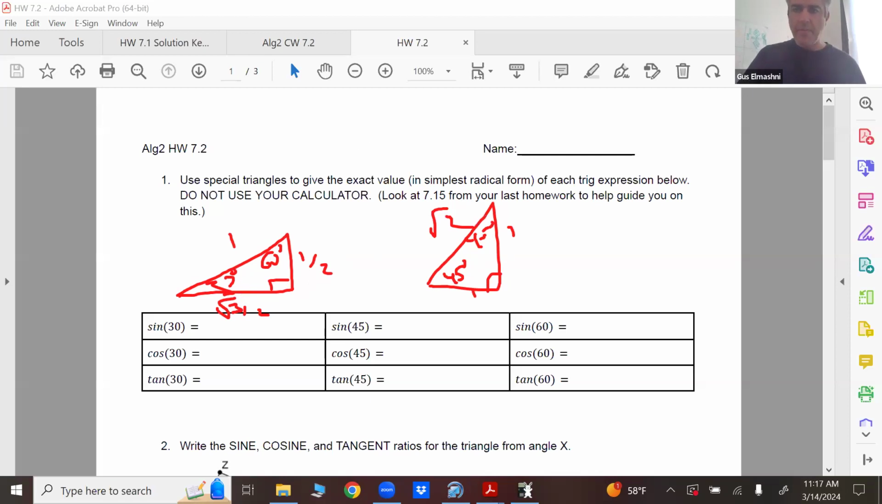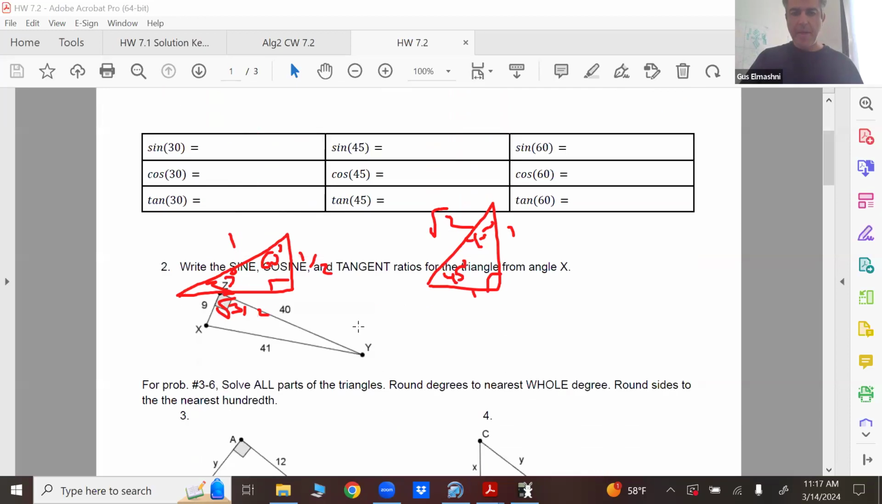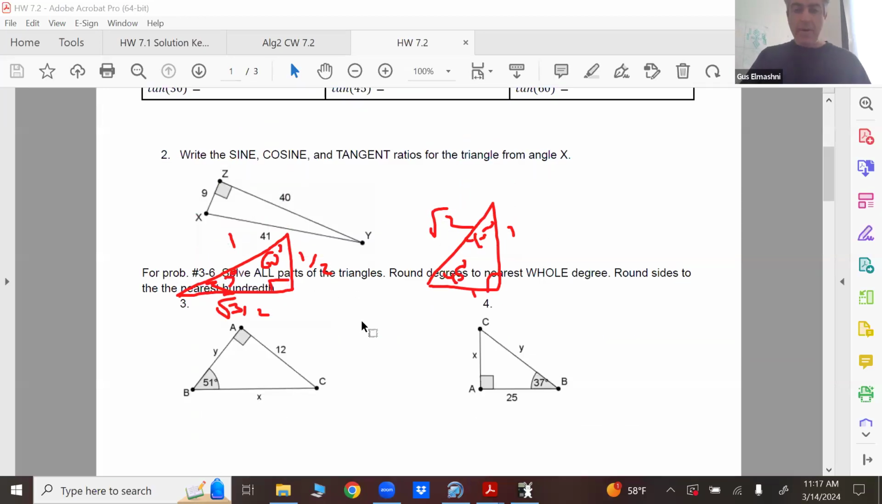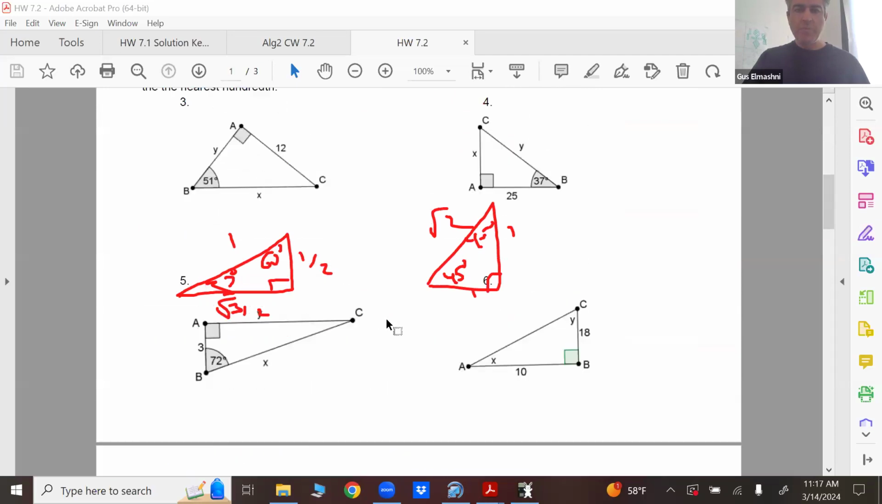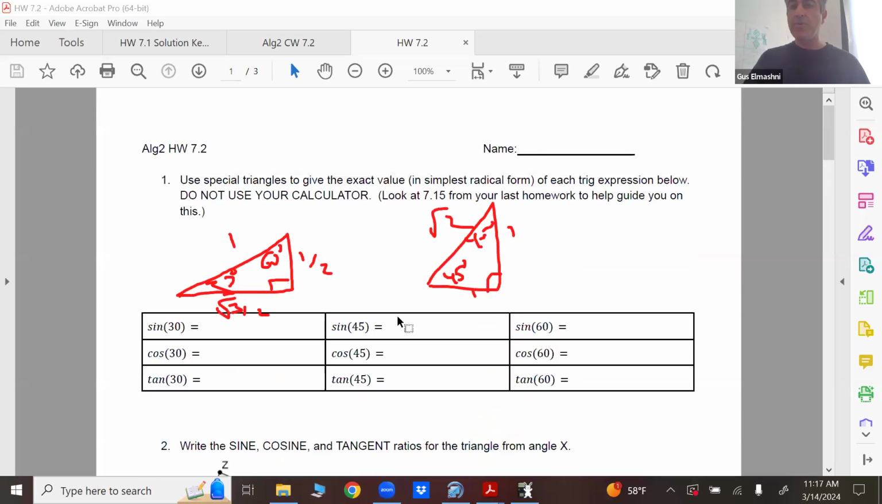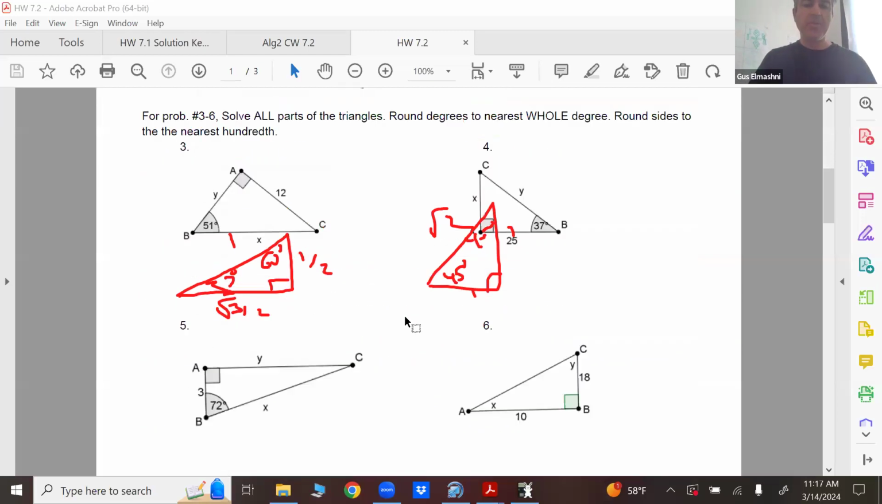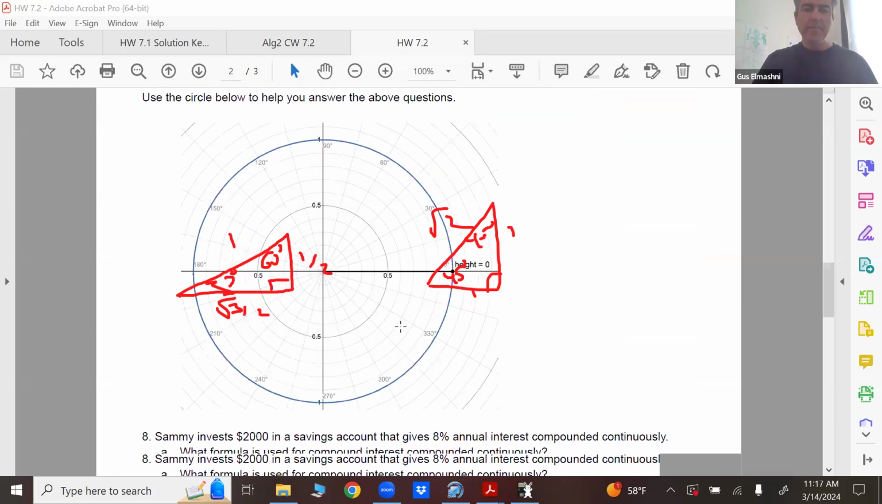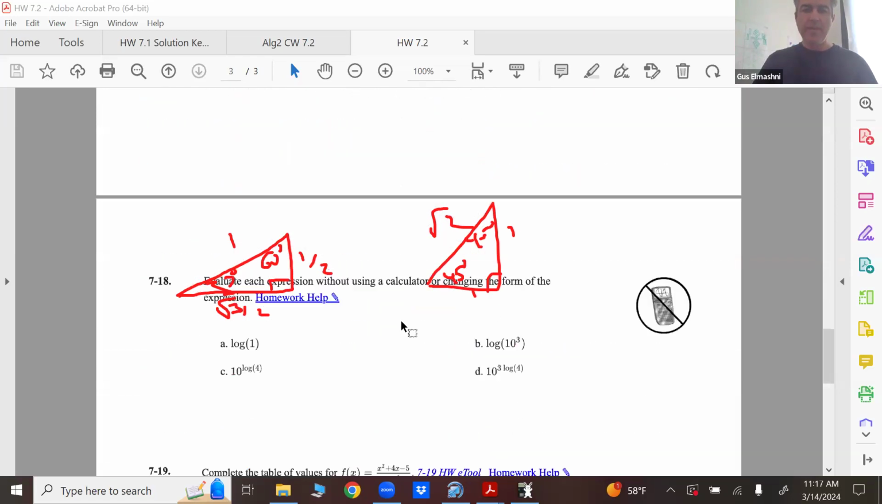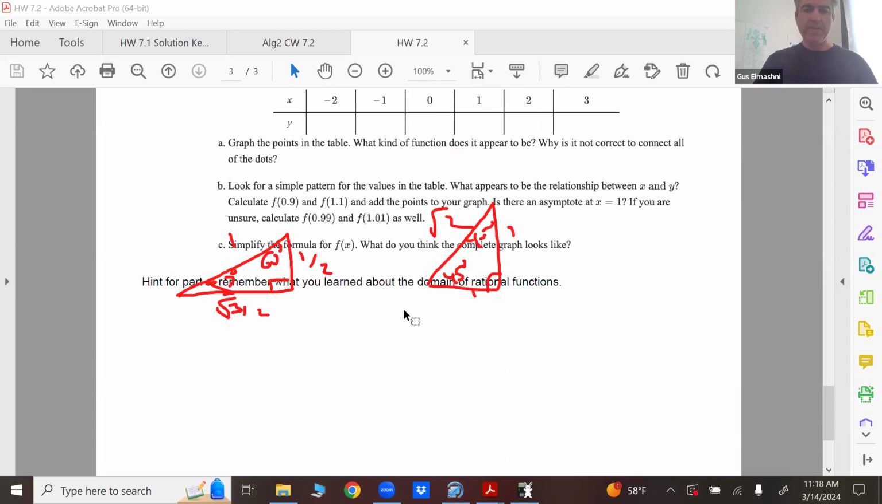And then number 2 is asking to write the sine, cosine, and so on. More of the same stuff as before. Wait, how do we do the first one? Just use the ratios of 30, 60, 90 from your notes on Tuesday. Yeah, notes on Tuesday. And then the last one, it's just more figuring out the heights of those different things. Just use your table that you got. It's just old stuff. Just make sure you guys don't forget old stuff.